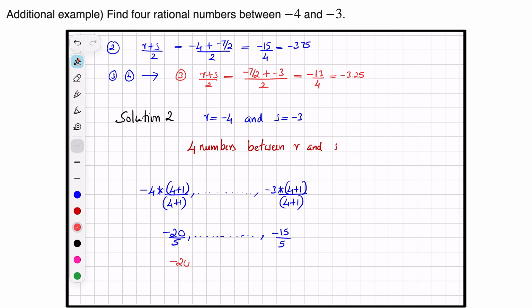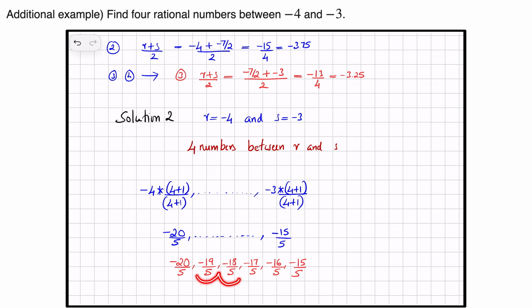It will become minus 20 by 5, and I add plus 1 to the numerator, so I'll get minus 19 by 5, minus 18 by 5, minus 17 by 5, minus 16 by 5, and minus 15 by 5. So these four numbers, 1, 2, 3, 4, will all lie between minus 4 and minus 3.